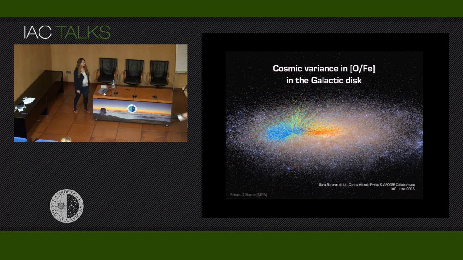First using her own spectra and data from HARPS, and now with APOGEE. And with APOGEE, she found a very exciting discovery that the cosmic dispersion in oxygen over iron in the disk was quite small, and she's going to tell us all about it. Sara.